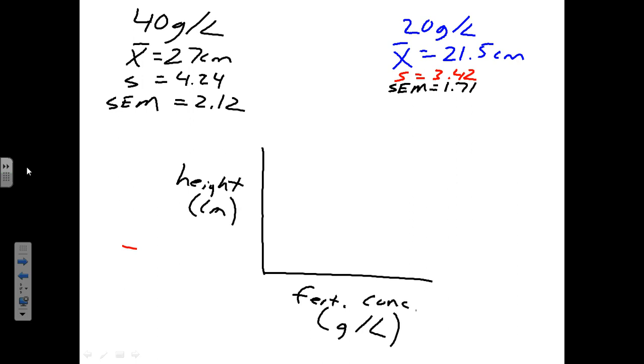Now you need to go ahead and put some numbers on your axis and make sure that your lines are evenly spread, that the distance between every two lines is the same. So just look at your numbers. Our heights are up in the 20s, so maybe we'll go 5, 10, 15, 20, 25, 30. Go ahead and label those. Down here, our fertilizer concentrations were just 10 and 40, so maybe we'll make our lines on the x-axis be in the tens. So let's say this is 10, 20, 30, 40. Again, label those.